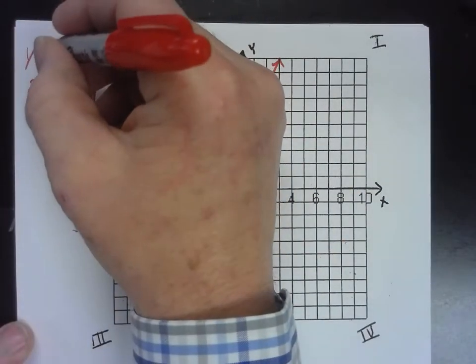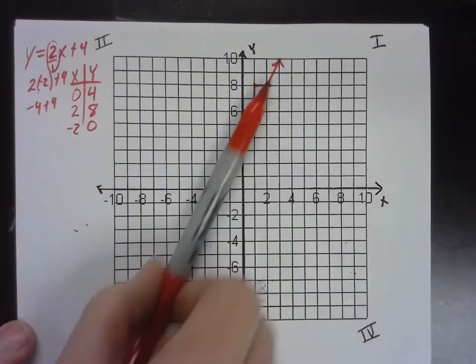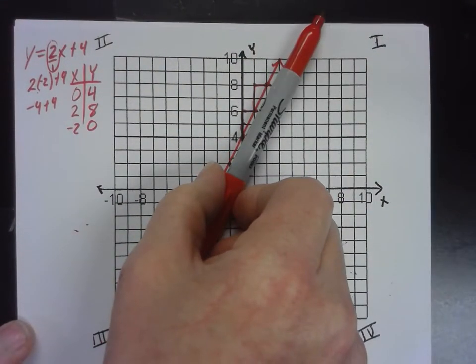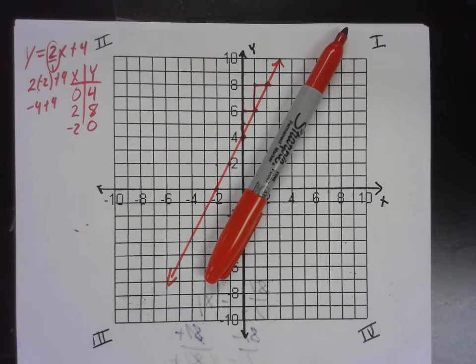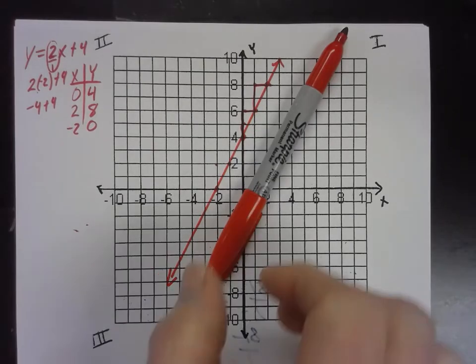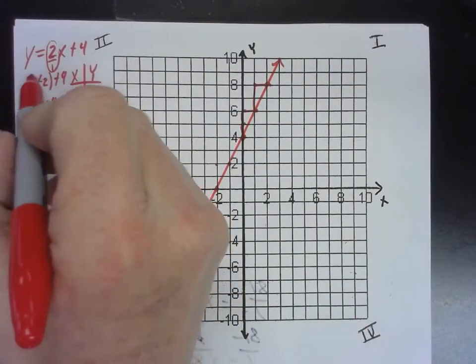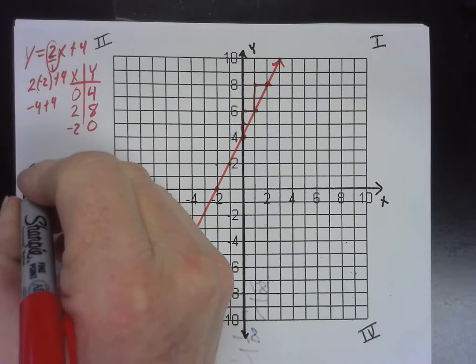This number describes the rate of change of that line. It tells you how much it's going up in comparison to how much it's going over to the right. Okay? So that's the nice thing about having it in this form. And we'll talk more about this as we go.